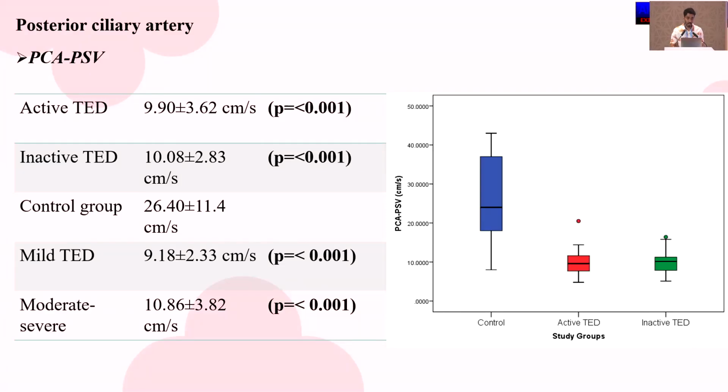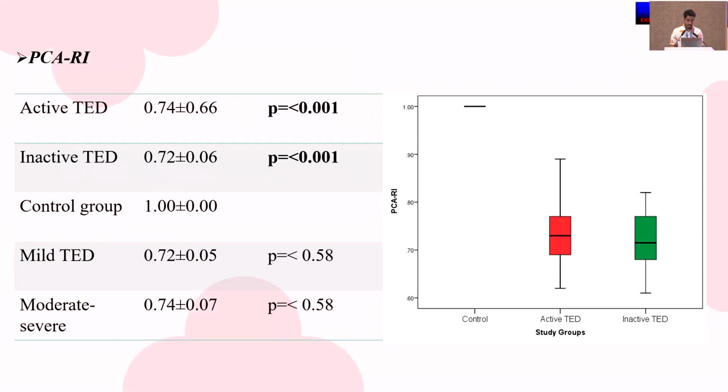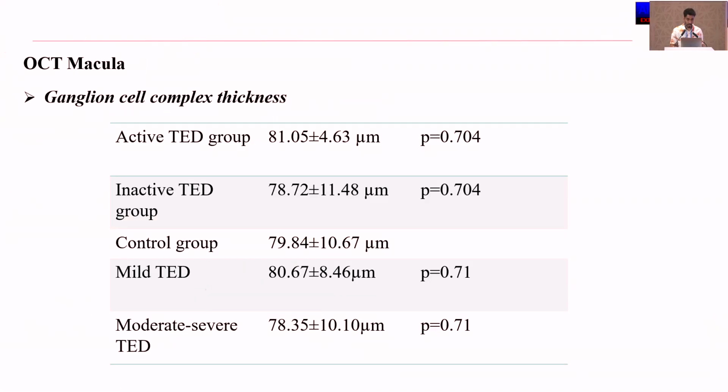Coming to the posterior ciliary artery, peak systolic velocity was also found to be decreased in all the active, inactive, mild TED and moderate to severe TED groups as compared to controls, as well as ED was also found to be decreased. PCA resistivity index was also found to be decreased in active and inactive TED groups, which was significant.